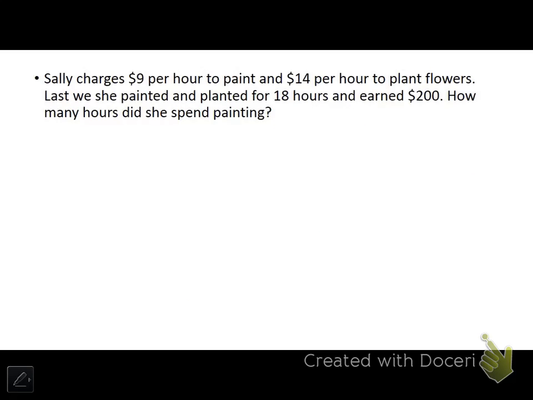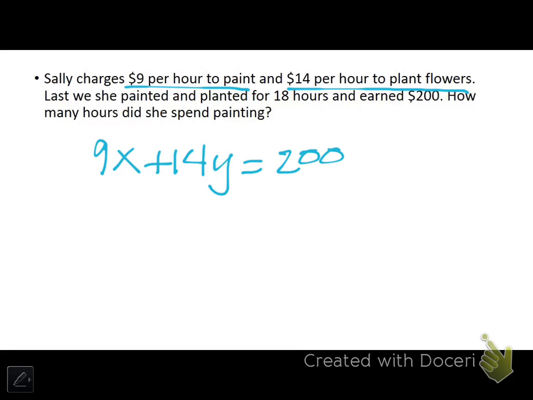Okay, Sally charges $9 per hour to paint and $4 per hour to plant flowers. Last week, she painted and planted for 18 hours and earned $200. How many hours did she spend painting? Okay, so we want to put money with money. So let's do 9x plus 14y is equal to 200. So my money is with my money.